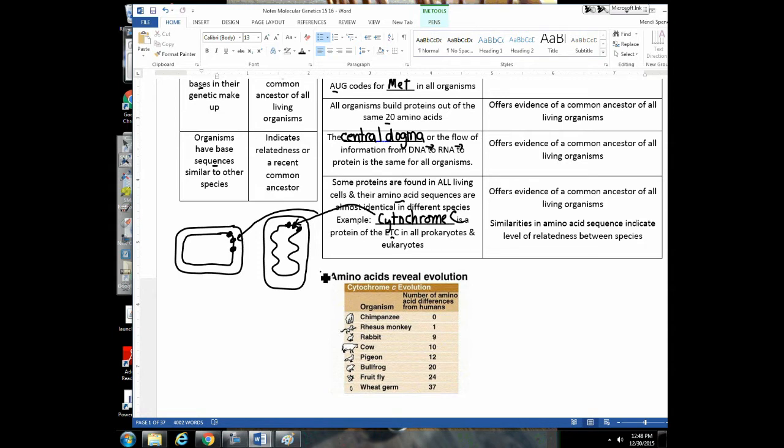So I put this chart here because I think it's pretty fascinating that when we sequence our amino acids in cytochrome C, and then we sequence other organisms, here's some of the commonalities that we find. That us and chimpanzees have the exact same amino acid sequence in our cytochrome C. If you compare us to a rhesus monkey, all of our amino acids are in the exact same order, except there's one difference. If you compare us to a rabbit, there's 9 differences in the amino acids of cytochrome C. And it tells us just which species we're most related to.